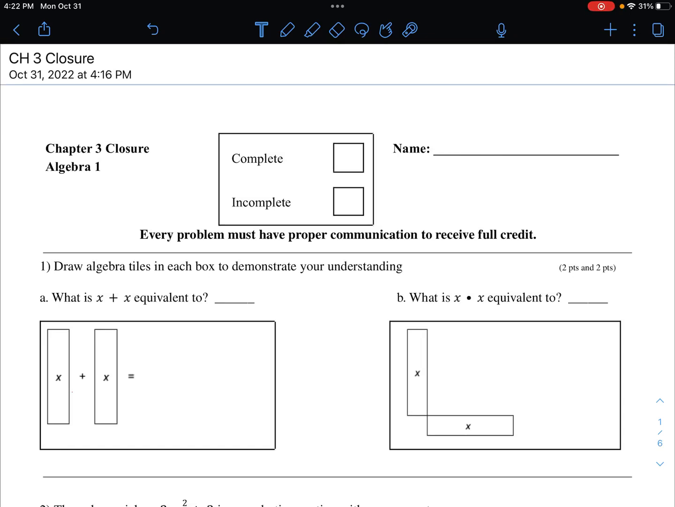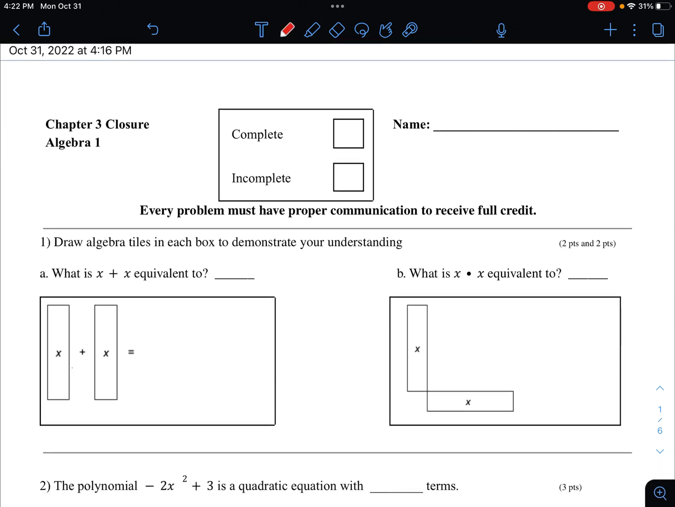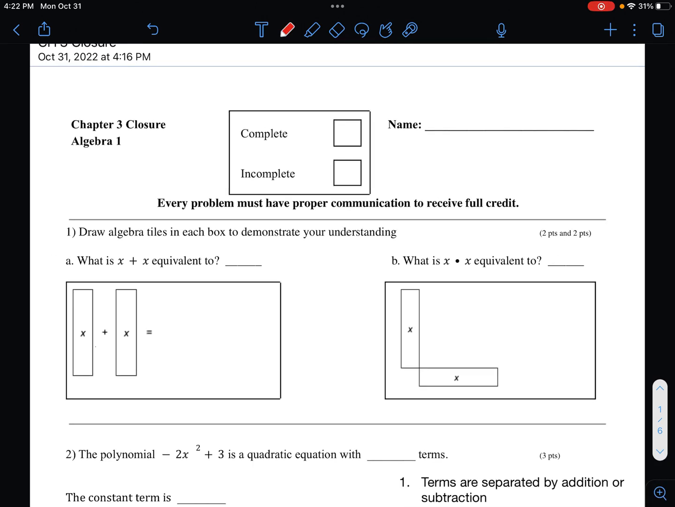All right, so chapter 3 closure, walkthrough. I'm walking through each of these questions. As I walk through these, if you already know the answer to this question, feel free to skip ahead in the video. Feel free to rewind it, right? Just putting this together so that you can be as prepared as possible for your test on Wednesday, right?